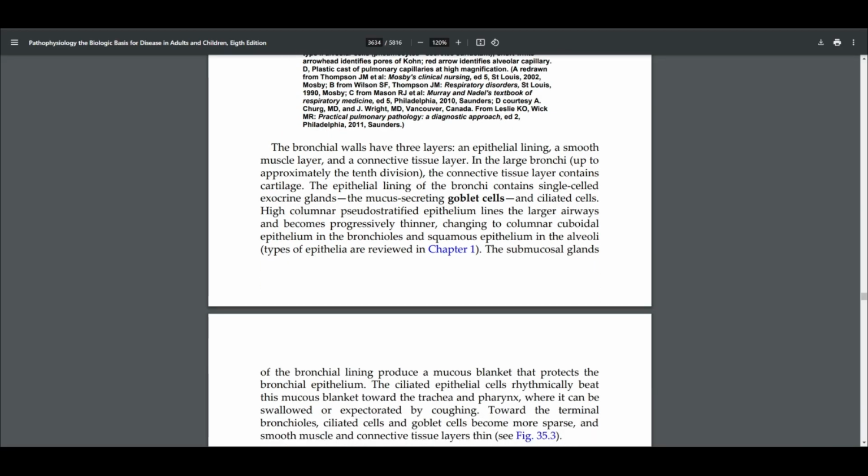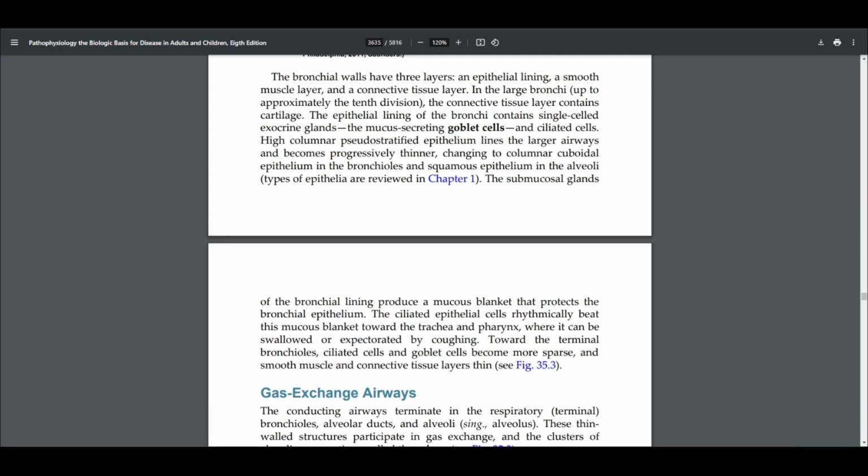The bronchial walls have three layers: the epithelial lining, a smooth muscle layer, and a connective tissue layer. In the large bronchi, up to approximately the 10th division, the connective tissue layer contains cartilage. The epithelial lining of the bronchi contains single-celled exocrine glands, the mucus-secreting goblet cells, and ciliated cells. Tall columnar pseudostratified epithelium lines the larger airways and becomes progressively thinner, changing to columnar cuboidal epithelium in the bronchioles and squamous epithelium in the alveoli.